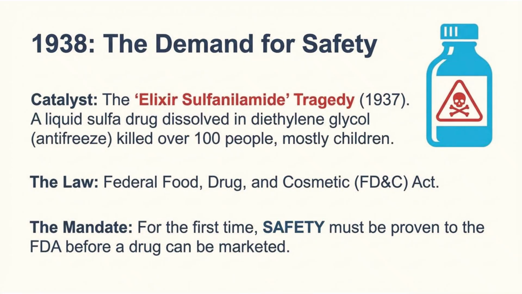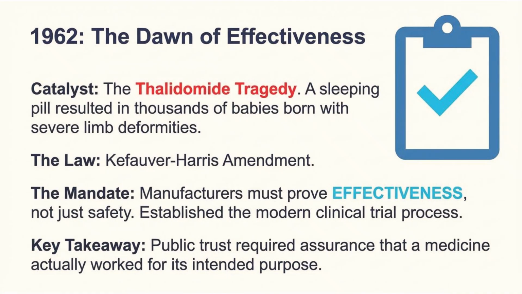In 1937, a tragic medication disaster resulted in over 100 deaths. In response, the 1938 Food, Drug, and Cosmetic Act introduced a new expectation. Manufacturers now had to prove safety before a product could reach the market. Safety alone wasn't enough. The thalidomide tragedy of 1962 revealed that medication could still be harmful. The Kefauver-Harris Amendment then required manufacturers to prove effectiveness in addition to safety, establishing modern clinical trials.